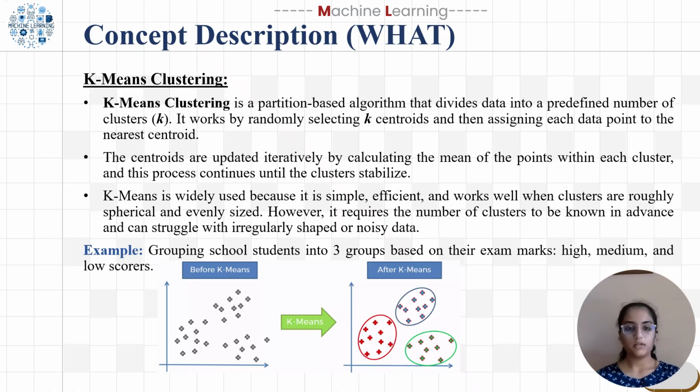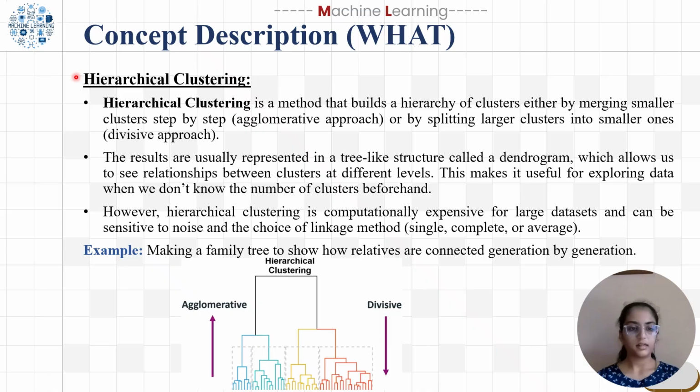The next point we will learn, the second type, is hierarchical clustering. Hierarchical clustering is a method that builds a hierarchy of clusters either by merging smaller clusters step by step, which is called the agglomerative approach, or by splitting larger clusters into smaller ones, which is the divisive approach.